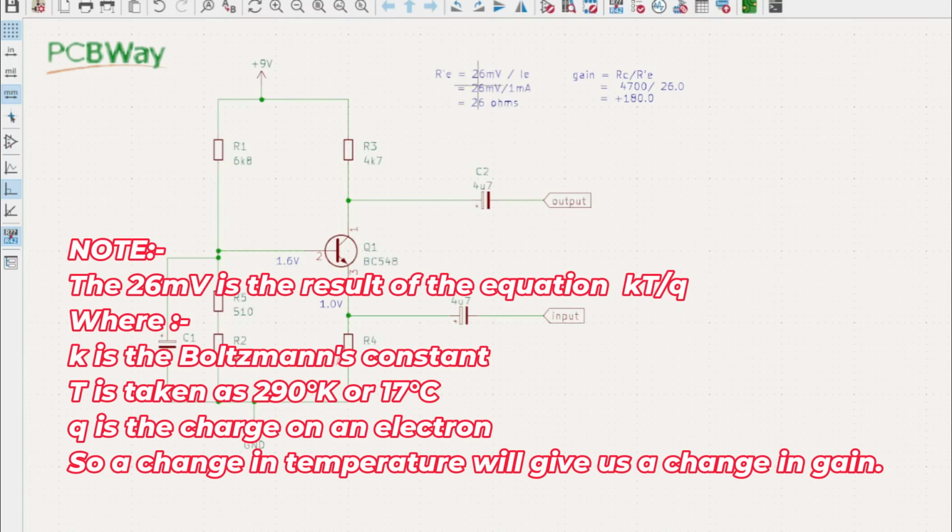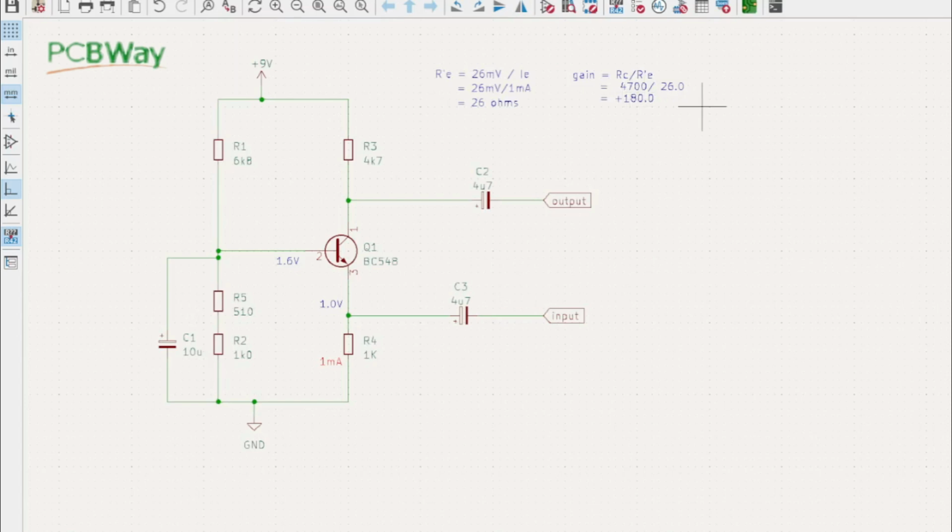And again, we're just taking this as being 26 millivolts, or 25 millivolts. It might vary from transistor to transistor. So the calculations may be slightly out.